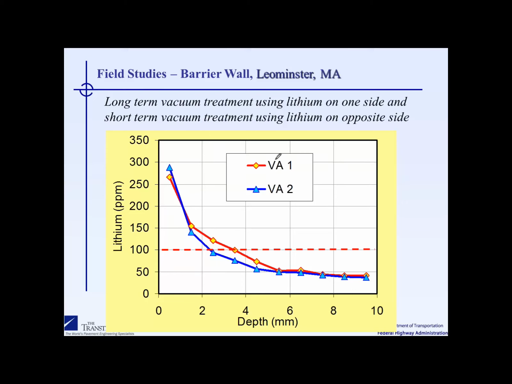And here you can see that the 2 different vacuum treatments are shown, and in both cases our depth of penetration, again using some threshold value of lithium concentration here, was on the order of somewhere between 2 and 4 millimeters. So what we show here is that it's also very difficult to use a vacuum to drive lithium into field structures. And having spent quite a bit of time looking at this issue over the last 10 years, it's very consistent with other materials that have been attempted to be vacuumed into concrete.